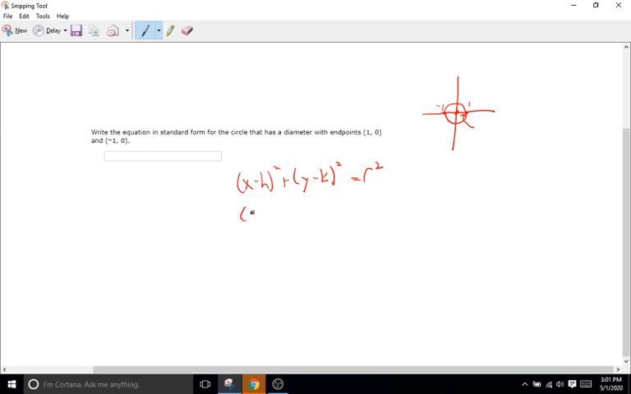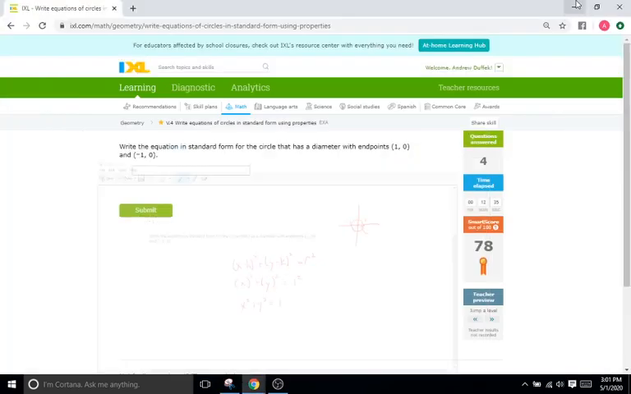So what that looks like is going to be x. Again, h is going to be 0 because it's at the origin. Squared plus y. k is 0, so squared equals radius is 1 squared. And that's our equation. It's just going to be x squared plus y squared equals 1. Again, another easier one.